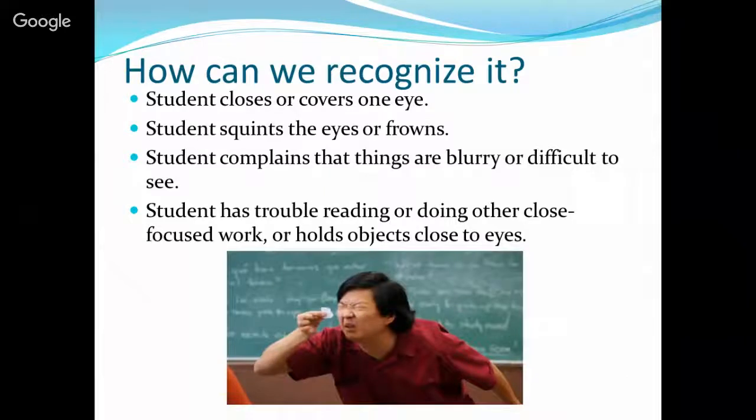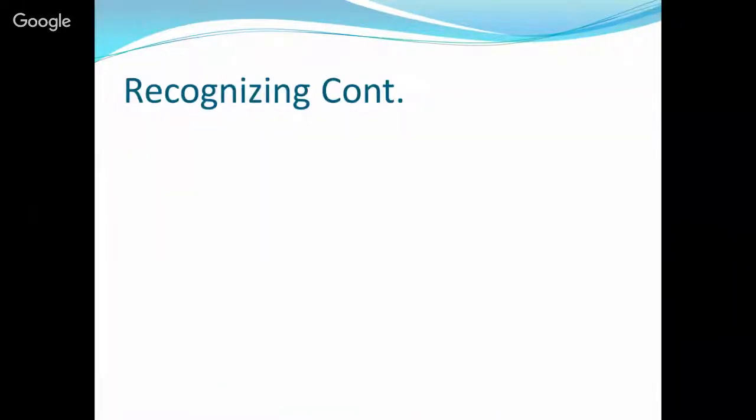They'll have trouble reading or doing any other close focused work, so they have to hold the object super close to the eyes. And I really like this picture because it demonstrates the squintiness of the eye, the frown, holding it up close to the eye, and then the blurry background. So this probably would be what a student would see if they started to develop a visual impairment. The board would be very, very difficult to see, and they wouldn't be able to take notes or do anything like that. There's a couple other ways we can recognize it.